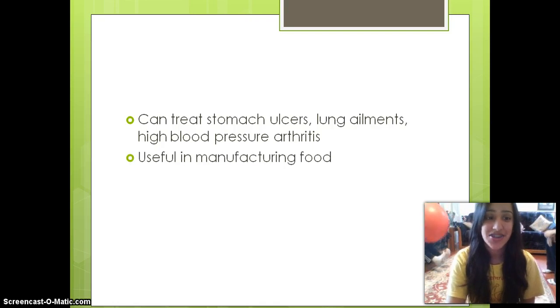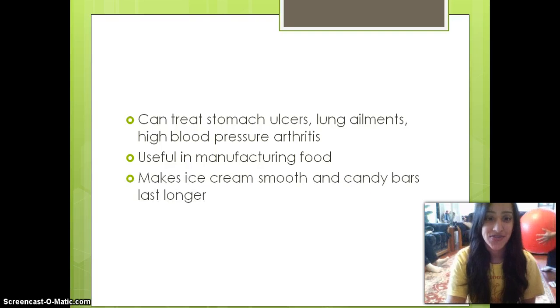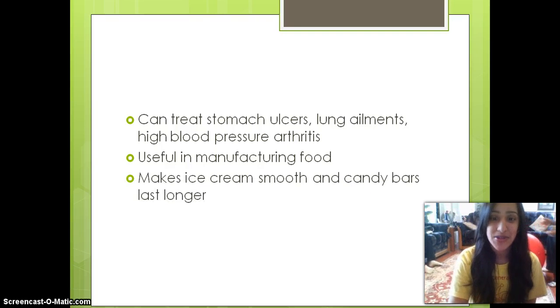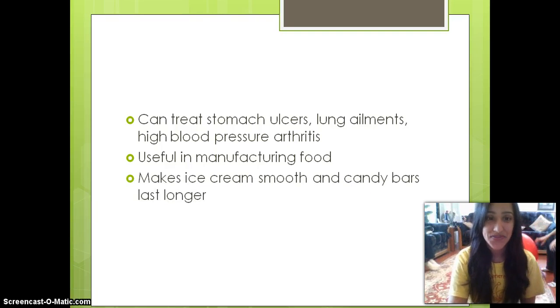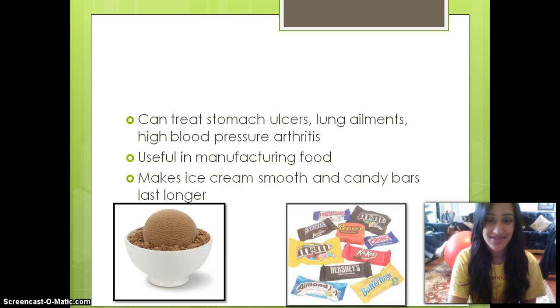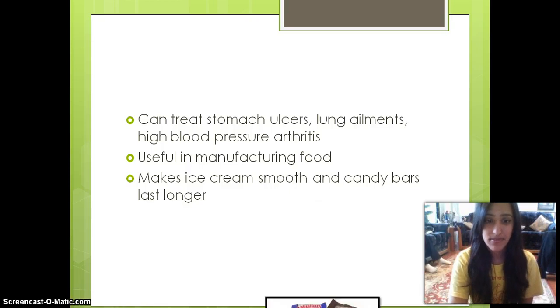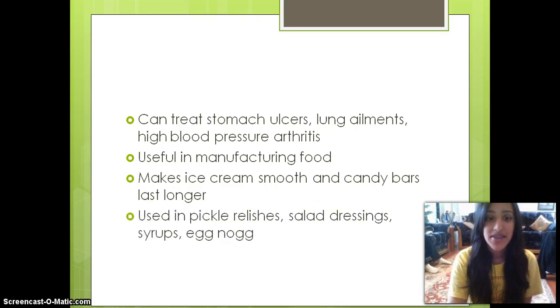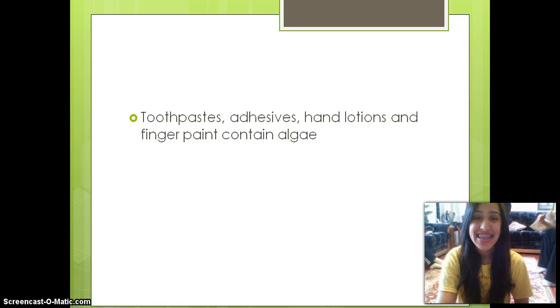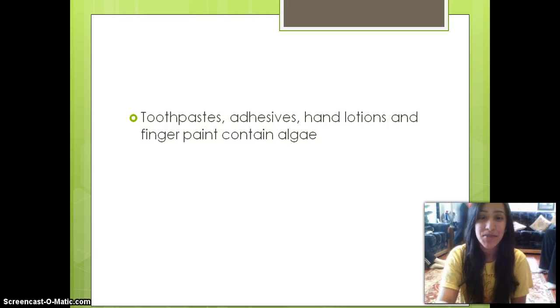They're useful in manufacturing food. They make ice cream smooth and candy bars last longer. They're used in pickle relishes, salad dressings, syrups, and eggnog. They're used in toothpaste, adhesives, hand lotions, and finger paint.